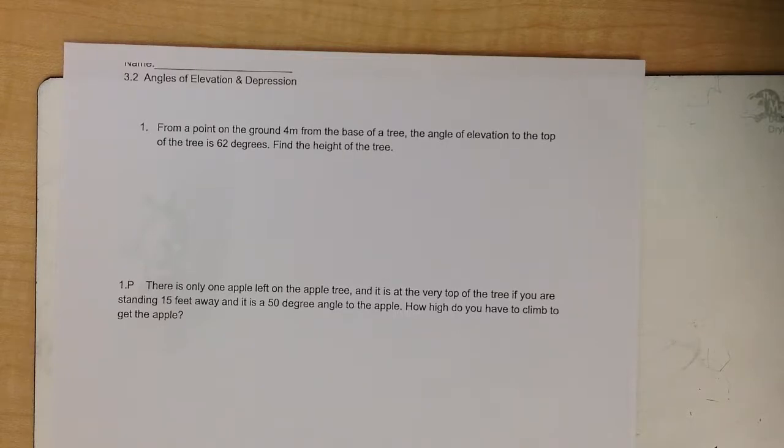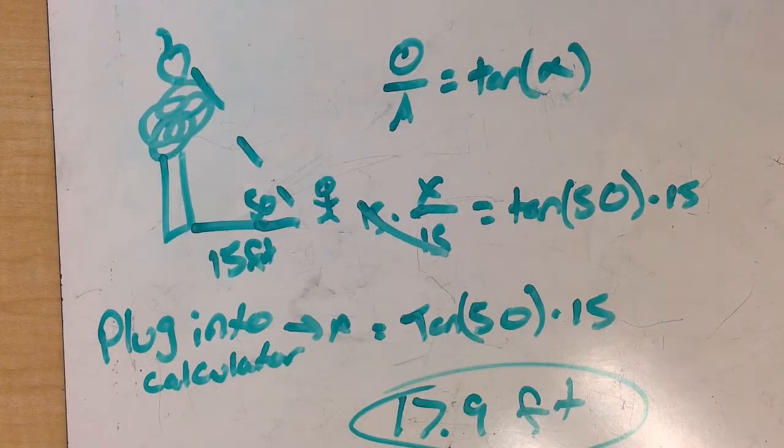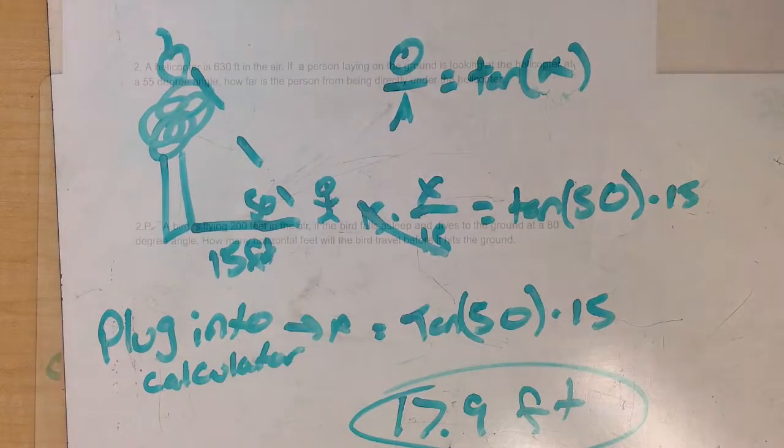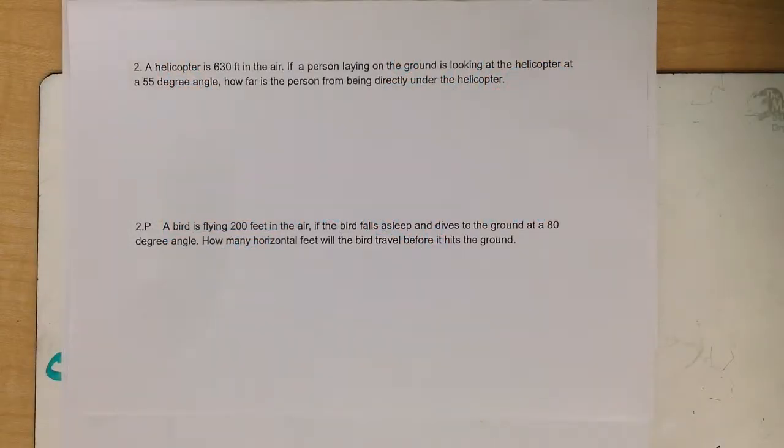You may pause the video for time. Use this to check your answer for the first practice problem. A helicopter is 630 feet in the air. If a person laying on the ground is looking at the helicopter at a 55-degree angle, how far is the person from being directly under the helicopter?